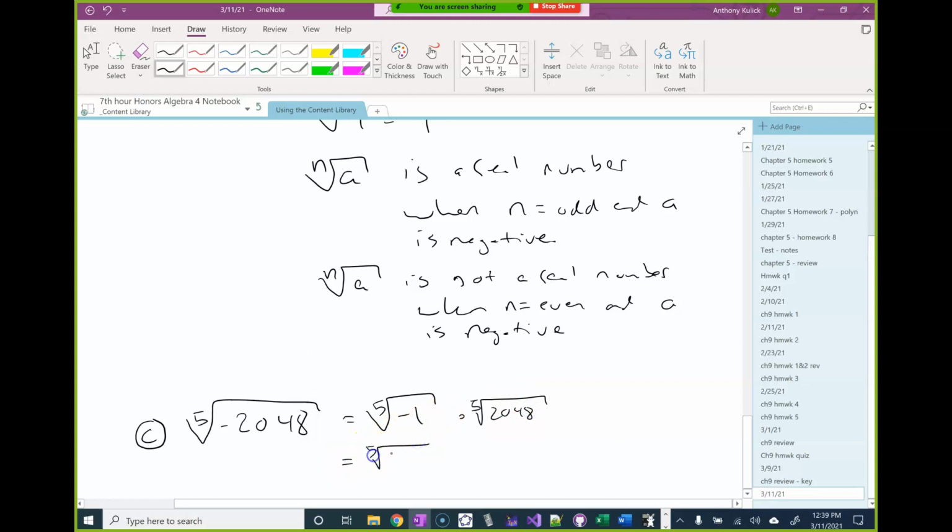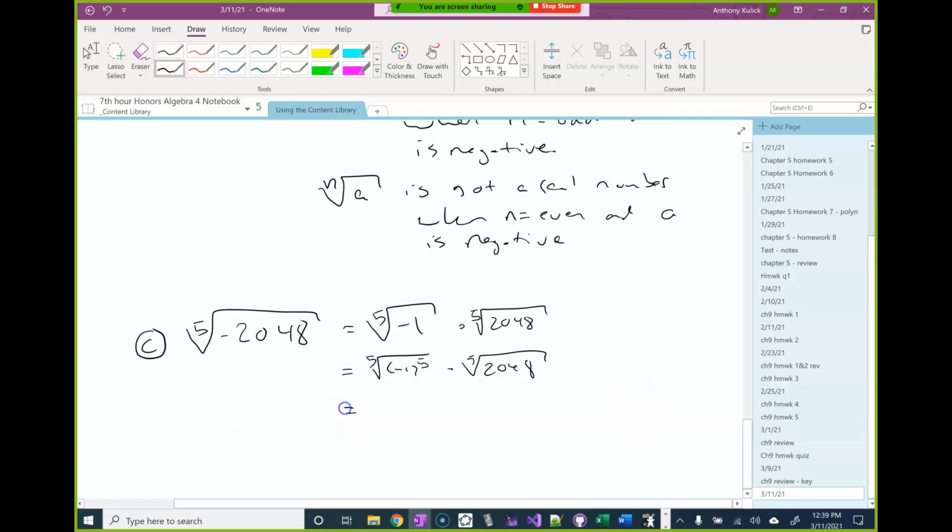And I know -1 is the same thing as -1 to the fifth. Right? -1 times -1 times -1 times -1 times -1 is still -1. Cool? So I can just always know that I'm going to get -1 times whatever that answer is. Everybody cool there? So we just have to do basically the fifth root of 2048.